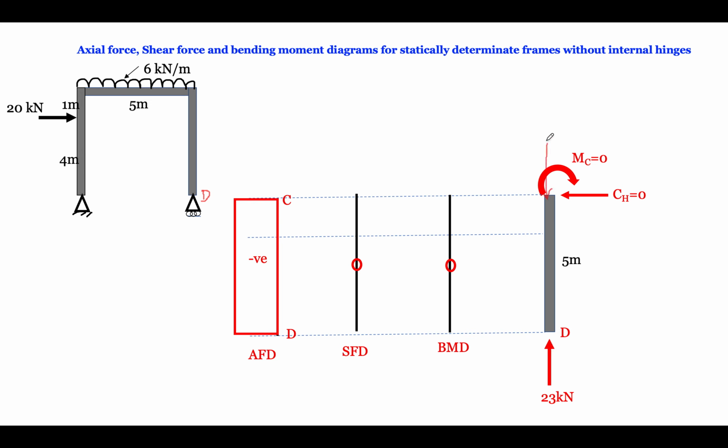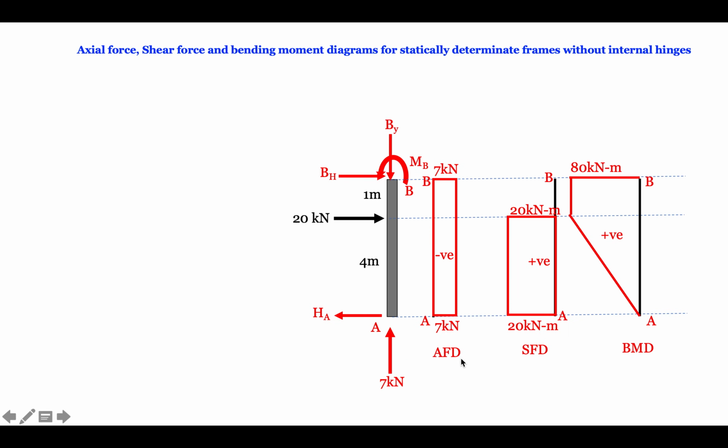So our axial force diagram will be like this, and it is compressive in nature. We write 23 kilonewton here and draw it inward, like this. This is our axial force diagram, so we are done with it. As there is no horizontal force acting, shear force will be 0 and there is no bending moment, so even bending moment will be 0. So we have done with the third member.